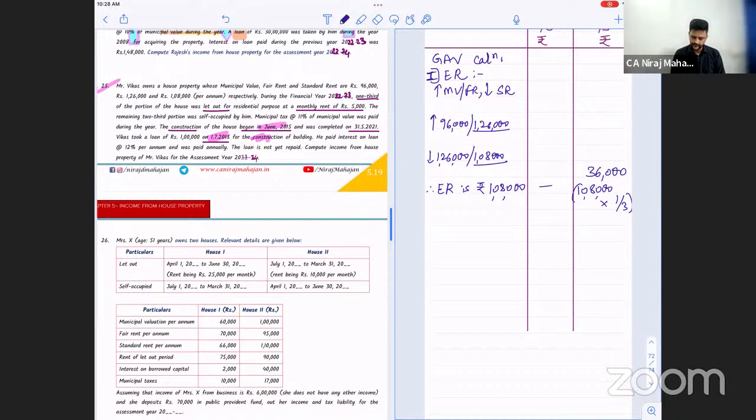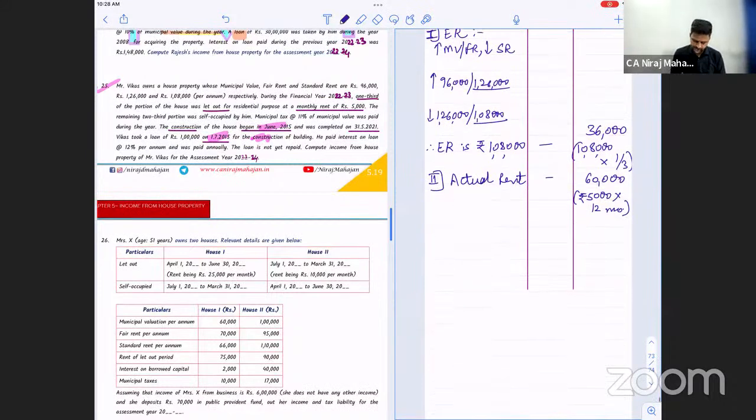Fine. All right. Second step, what do we have? Actual rent. Nothing obviously for SOP. And the remaining was given on rent for 5,000 rupees per month. No case of unrealized rent, no case of vacancy loss, nothing. So I'm taking here 60,000 rupees. 5,000 into 12 months. Done. Therefore, GAV is obviously whichever is highest, 60,000.